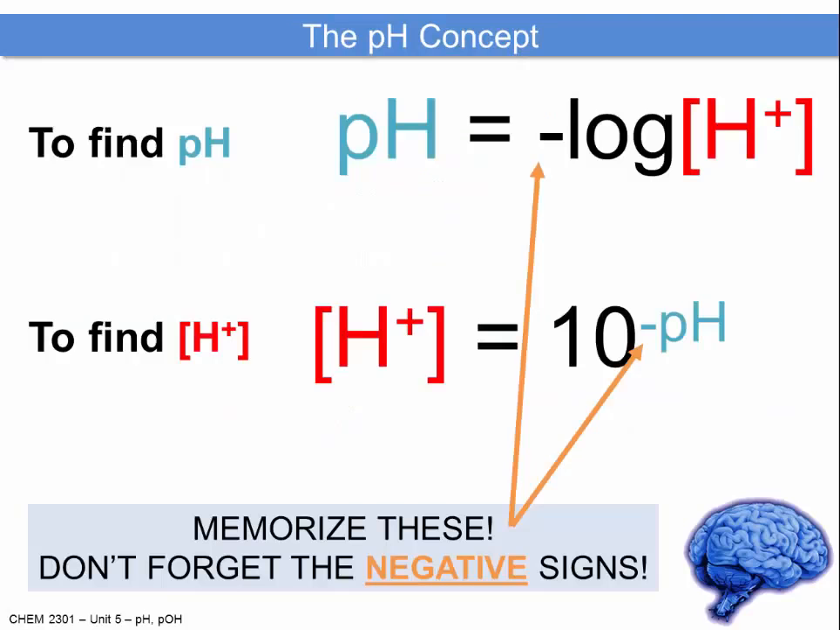To find pH, we have an equation that we need to remember. pH is equal to the negative log of the hydrogen ion concentration. Or, if we wanted to do the inverse and find the hydrogen ion concentration, it is equal to 10 to the exponent, the negative value of whatever pH you have been given. We need to memorize these. You're not given these equations come test time and exam and so on. And one thing that students often forget are these negatives out in front of the values.